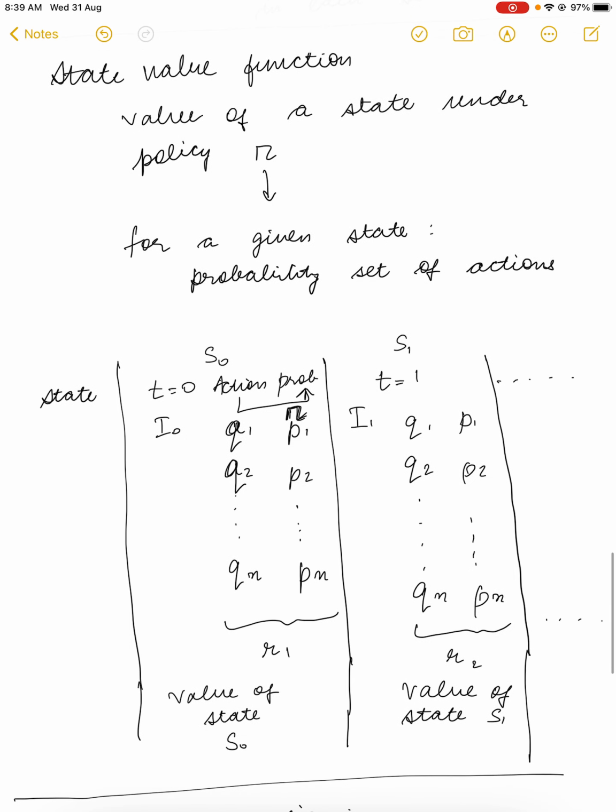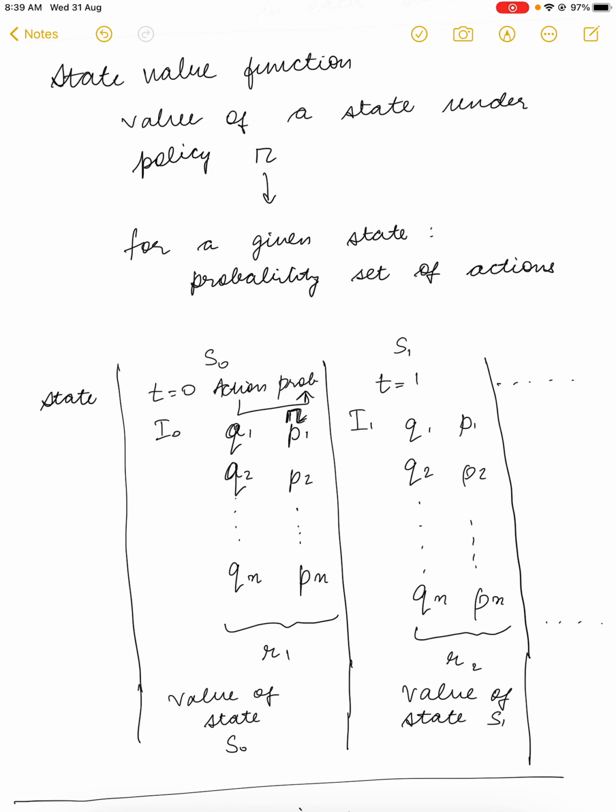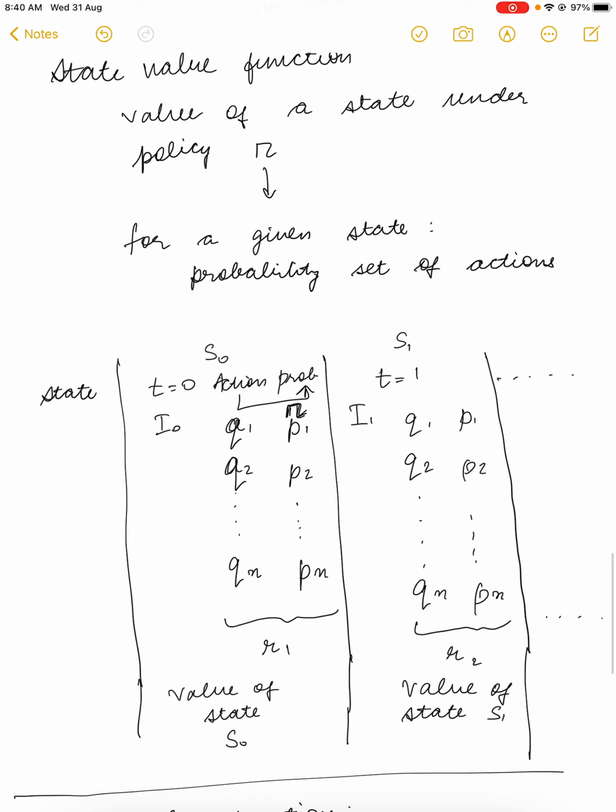For example, I'll start with two states, S0 and S1. S0 is at time t equal to 0, and you can assume that inventory is I0, and there are different actions available for the agent, Q1, Q2 and up to Qn. Policy pi tells us the probability of choosing each action in that particular state S0. I'll order Q1 with probability P1, Q2 with probability P2 and so on. That is my policy. And based on that, I'll get some rewards, and that will be the value of the state S0.